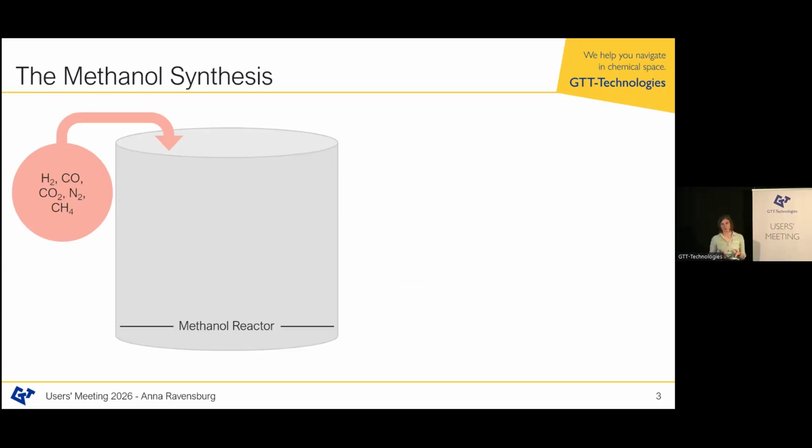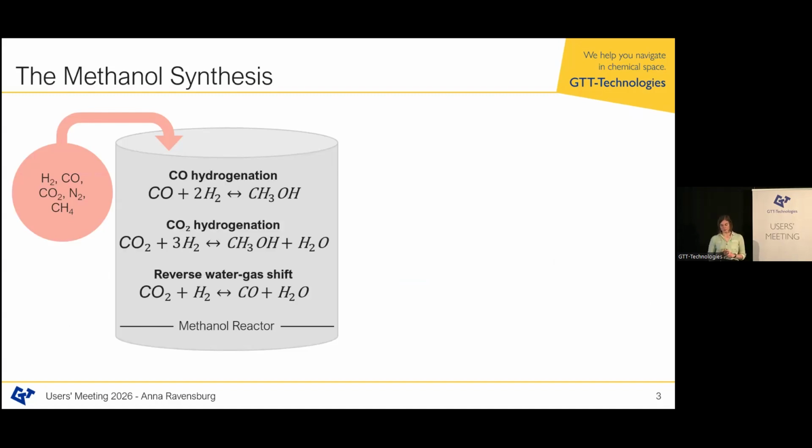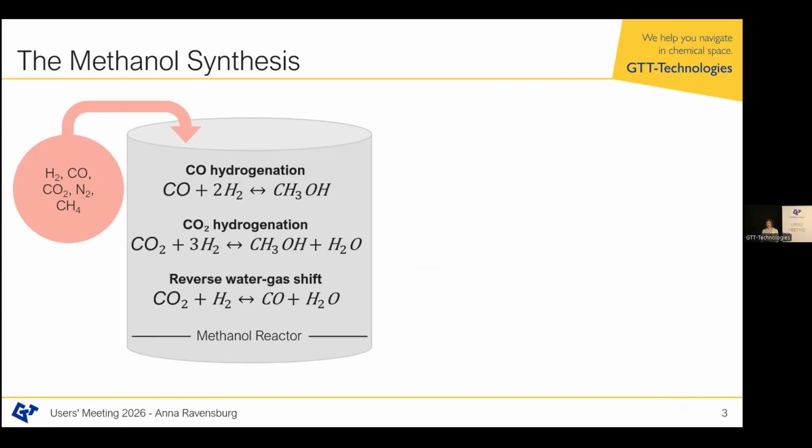And you have CO hydrogenation, CO2 hydrogenation, and the reverse water gas shift reaction. And if you do this, usually what comes out is between 2 to 6 mole percent methanol, and N2 and CH4 and so on. And this is the process that is usually used to synthesize methanol.